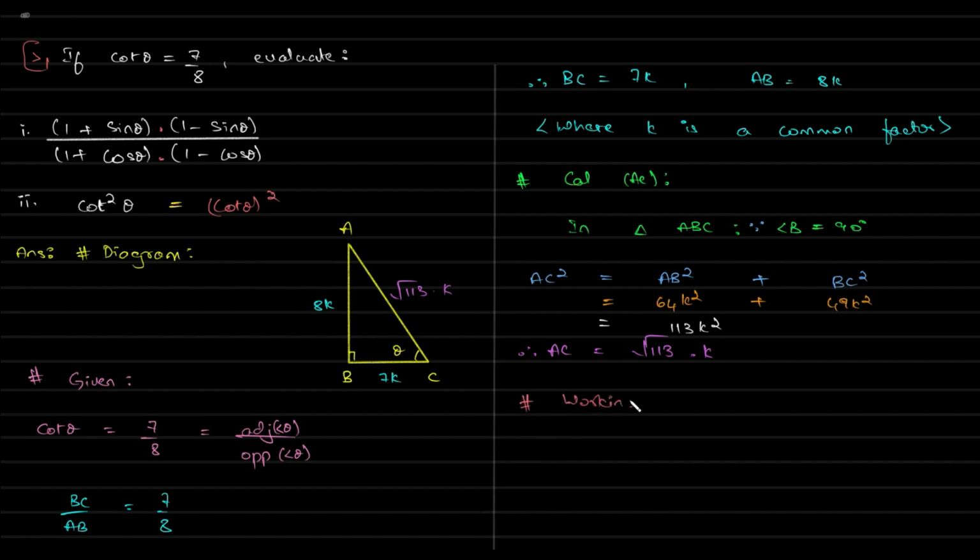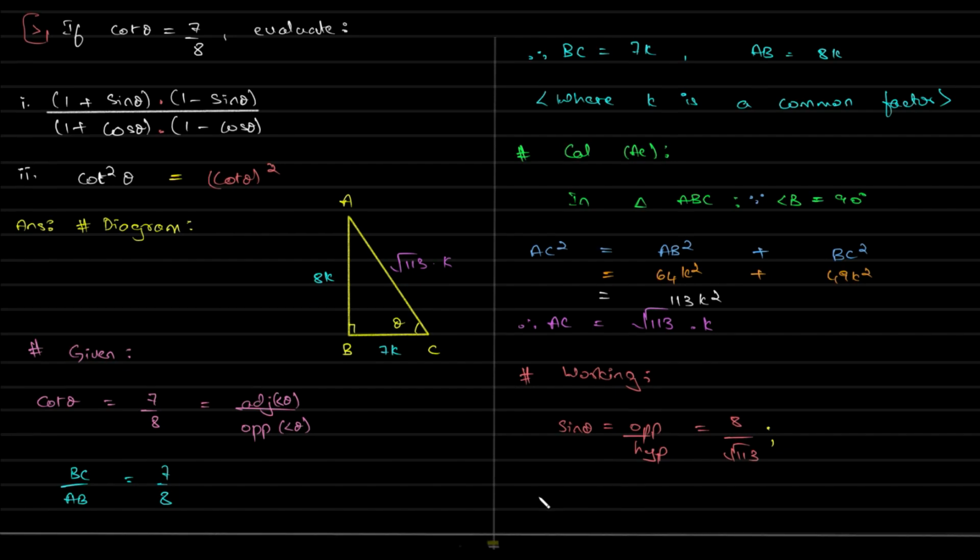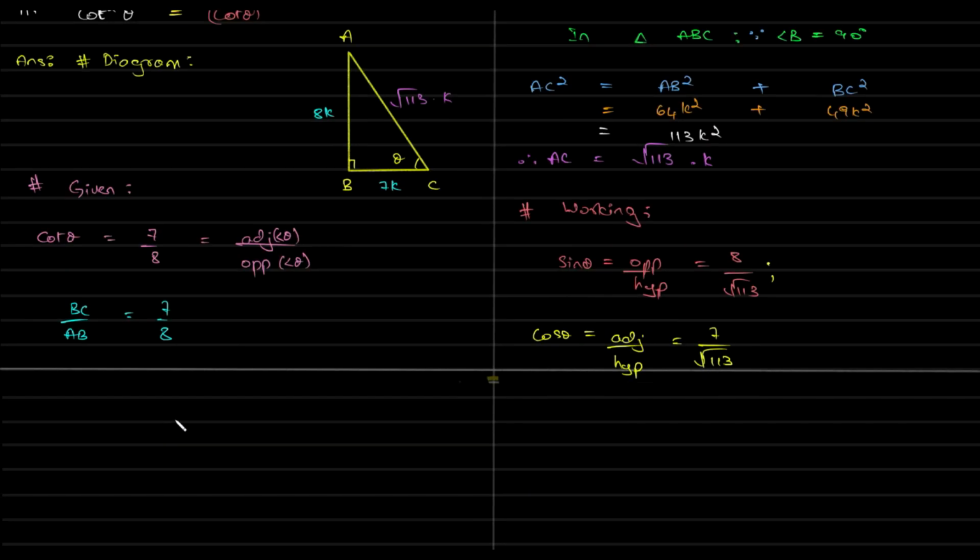Therefore for the working, we have to find sine and cos and cot. That's the whole idea. So we'll start off with finding sine of theta. Sine of theta is opposite of angle theta by hypotenuse. So opposite is 8k divided by square root of 113k. I'm skipping a step. Clearly, I'm not writing all that k. Next is cos of theta. So cos of theta is adjacent of angle theta by hypotenuse. Adjacent is 7k divided by hypotenuse, square root of 113k. So this is your answer. And we need to substitute it over here.